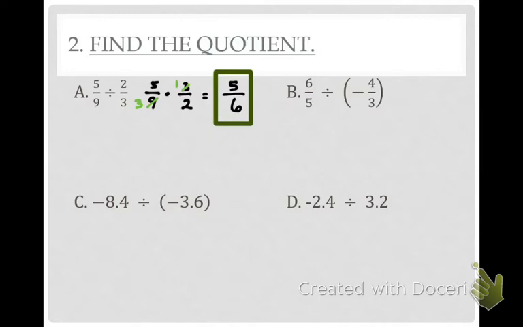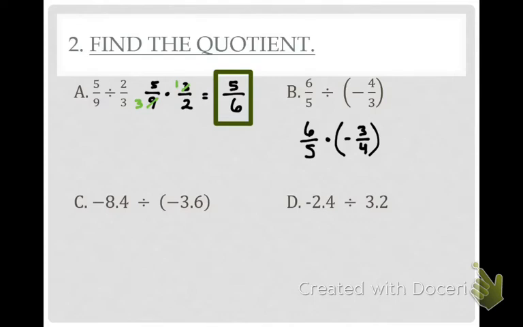If I could have Braden keep the first one, which is 6/5, flip the second one, okay, but keep the negative with it, so it'll be -3/4, and change what? Very good. We're changing that operation to multiplication.